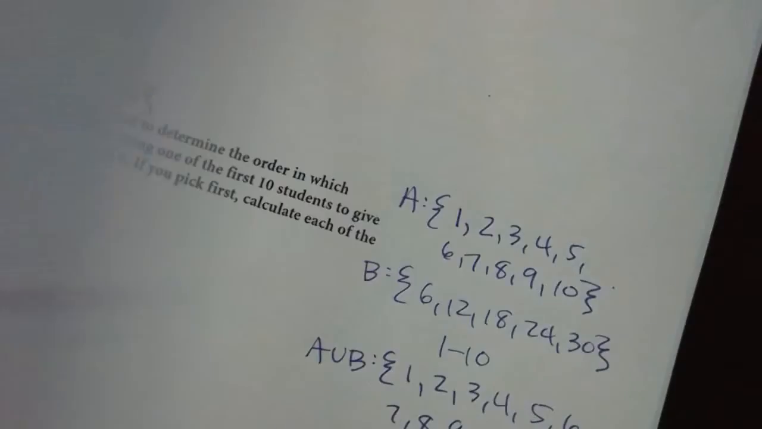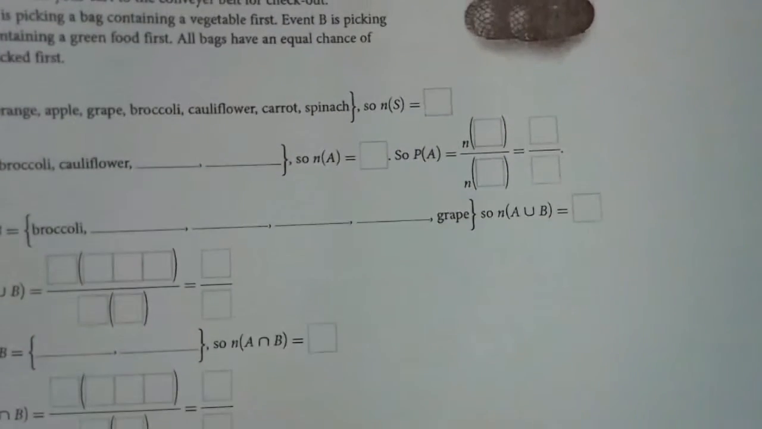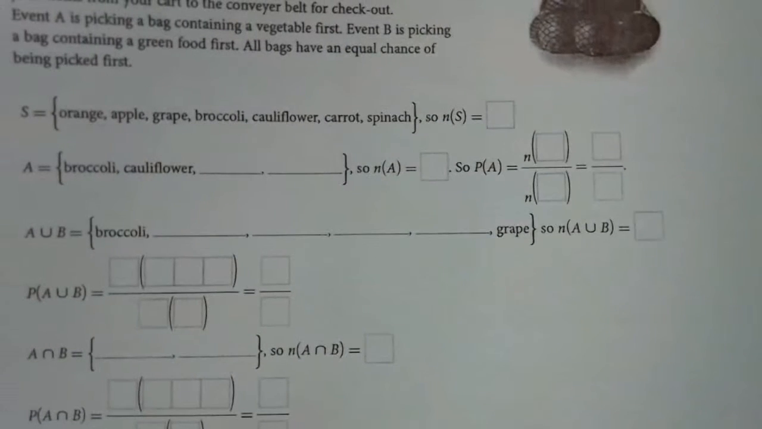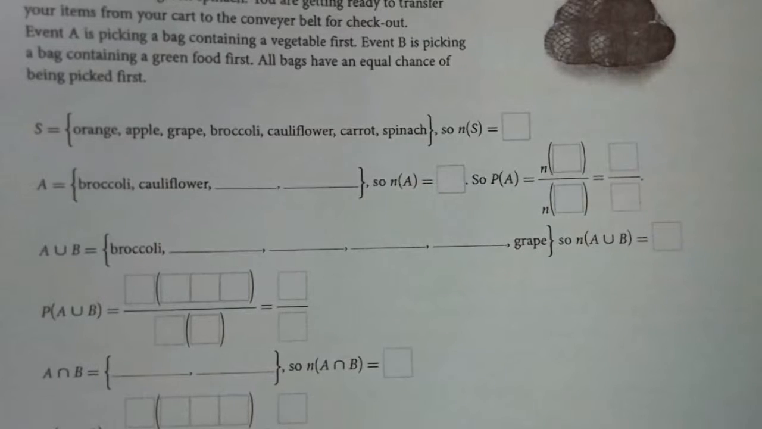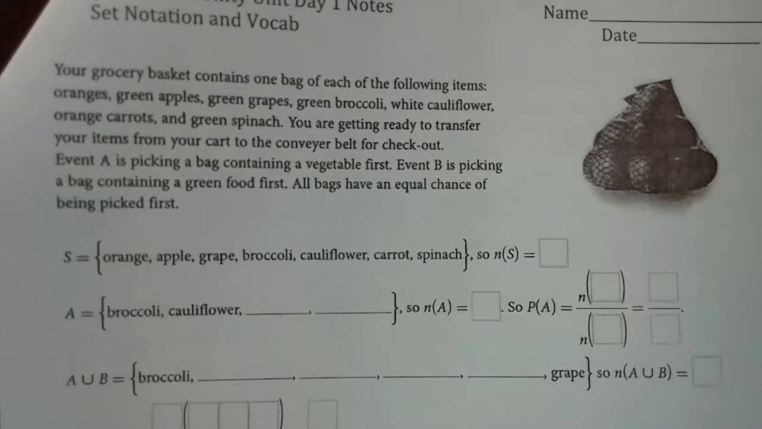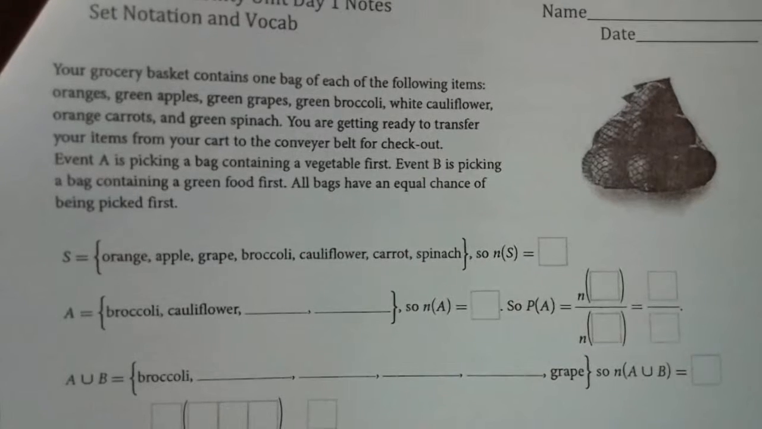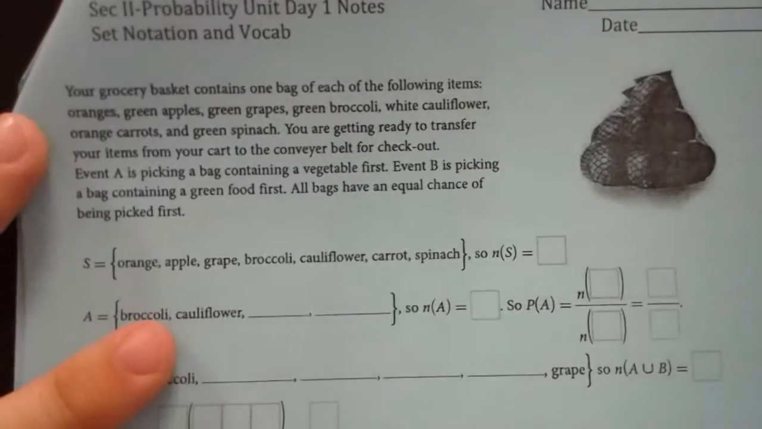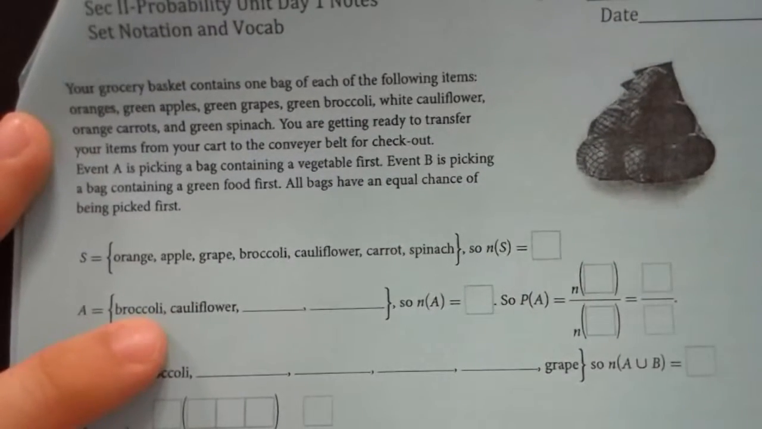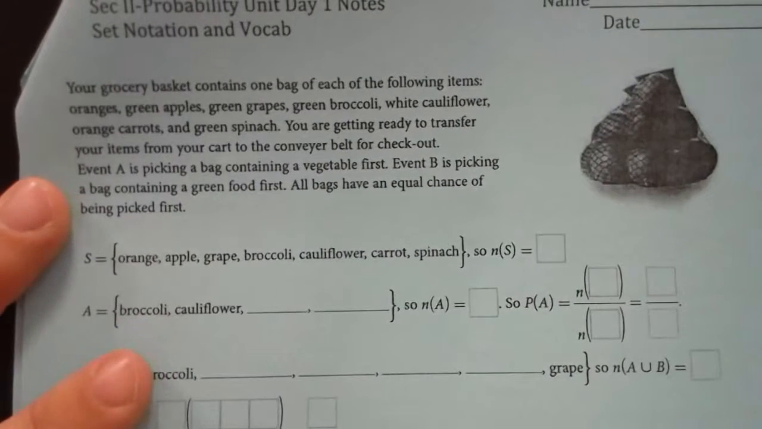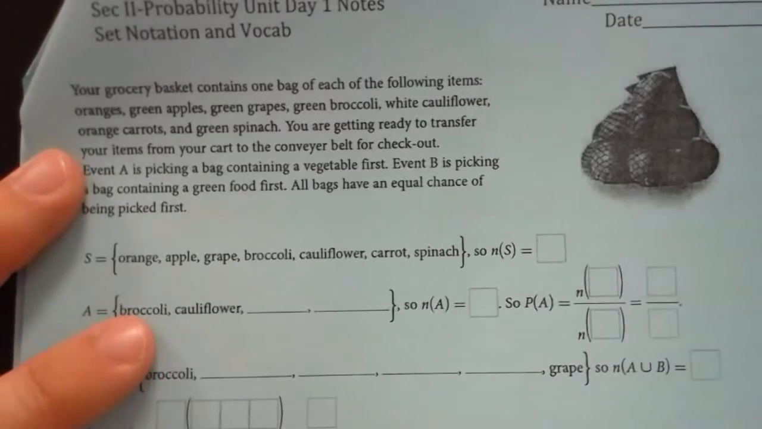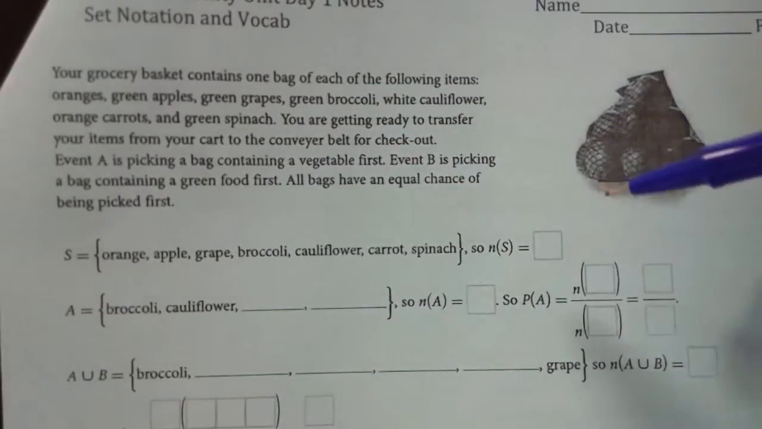Okay, jump back to the notes. Let's do this fruit example. We're not going to fill in every single box because I don't think it's necessary. I actually think it's kind of confusing. So your grocery basket contains 1 bag of each of the following items. We have a bag of oranges, green apples, green grapes, green broccoli, white cauliflower, orange carrots, and green spinach. When I first read this, I'm like, well, who cares what color they are? Well, you will in a second.